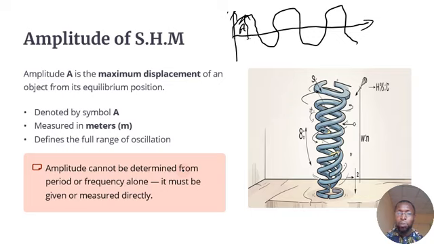We use capital A to represent it. So you have to measure it. You cannot obtain amplitude from a period or frequency. No, you can't get amplitude from frequency. You can't get it from period. You just have to measure it, or it will be given to you directly. All right.